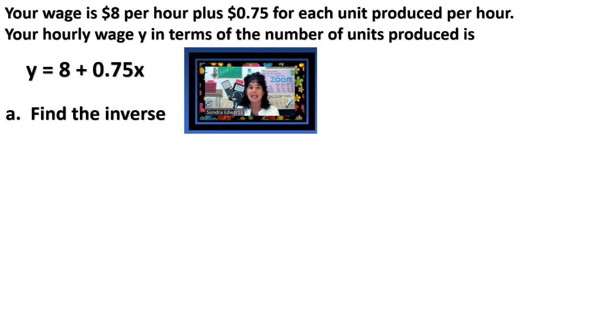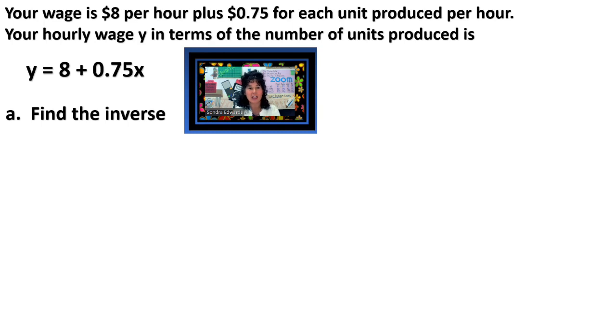Let's say that you are making, I don't know, a coaster. Well, that's exciting. And let's say you made 2 coasters in 1 hour. Well, then you get $8 plus 75 cents times the 2 that you made, which is $1.50. So you would get $9.50 for that hour. If you did not produce any in an hour, 75 cents times 0 plus 8 would be $8. So even if you didn't make any, you would still get $8 an hour.